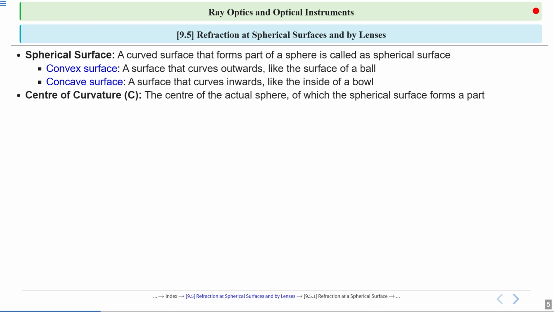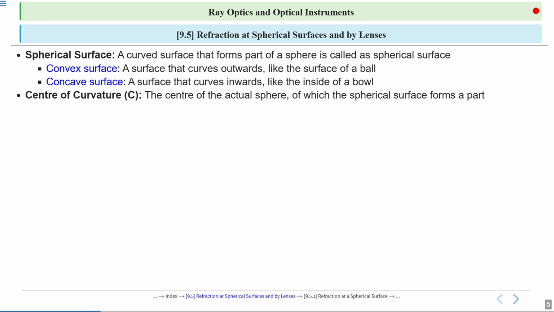Now, what is center of curvature? We have discussed the center of curvature of a spherical mirror, of a convex mirror, of a concave mirror. Similarly, there is a center of curvature for a spherical refracting surface. It is the center of the actual sphere of which the spherical surface is a part. We have cut out the spherical surface from a whole sphere.